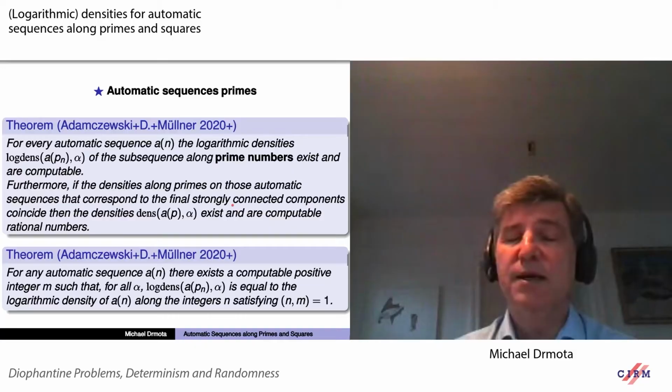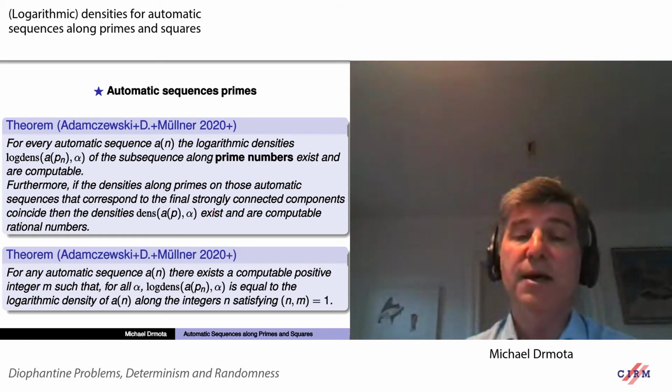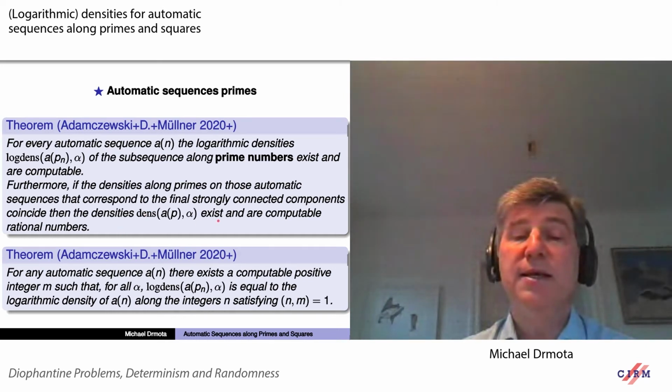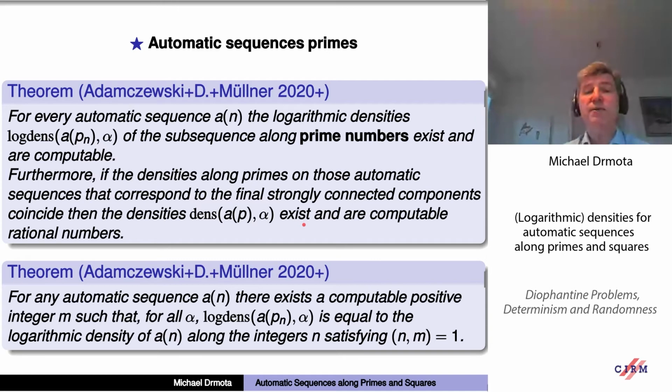But if for all these final components that might be there in this automaton, these densities are the same, then the whole automatic sequence has a density for all elements of the alphabet, and of course they are the same as the corresponding densities on the final components. Well, it also turns out that these densities are then rational numbers. So we have a complete answer for the subsequence of primes.